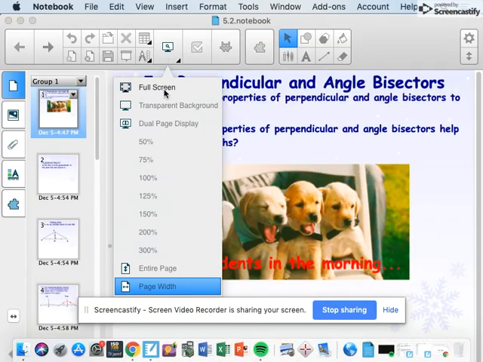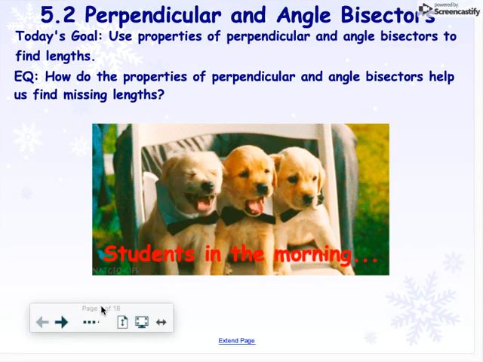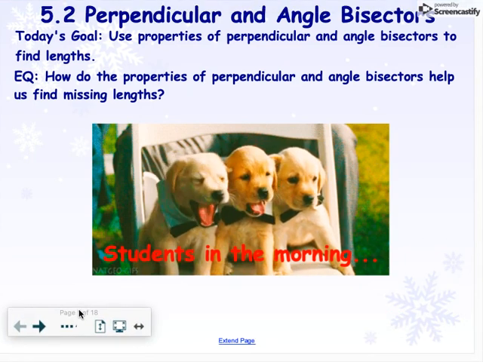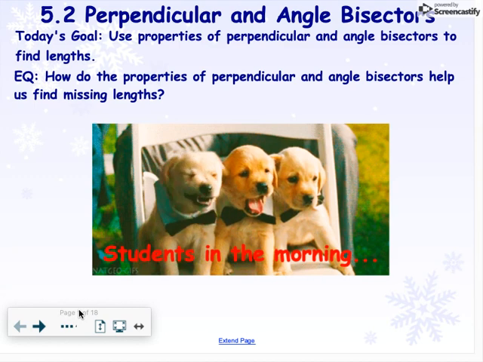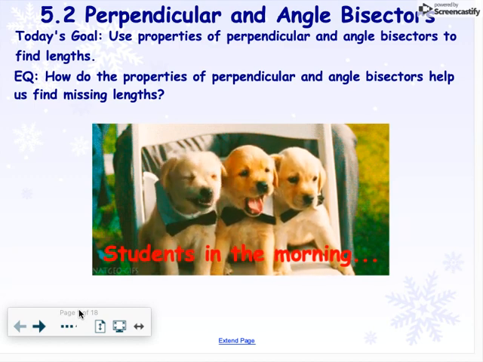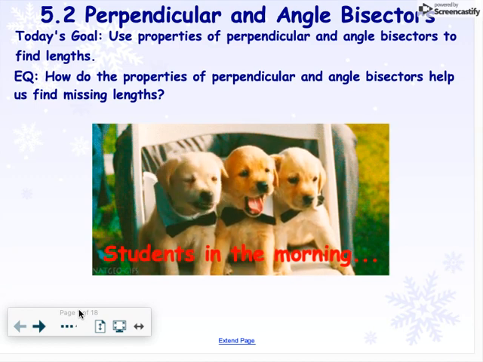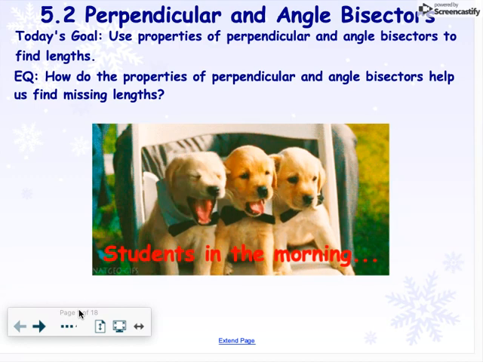Hello class and welcome to today's lesson on 5.2, dealing with perpendicular and angle bisectors. So today's goal is to use properties of perpendicular and angle bisectors to find lengths. Our central question is then, how do the properties of perpendicular and angle bisectors help us find missing lengths?